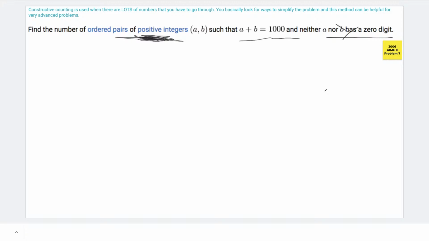For now, we see that if this is A and this is B, A can be 1, B can be 999, and then A can be 2, B can be 998, all the way to A can be 999, and B can be 1. So there are clearly 999 cases for that. But clearly this is not the answer, because there are more pairs that we need to get rid of.